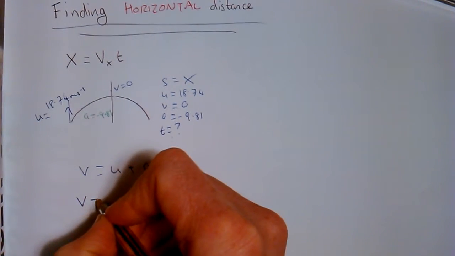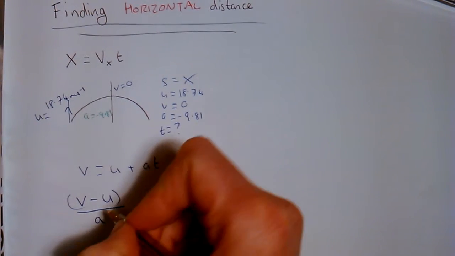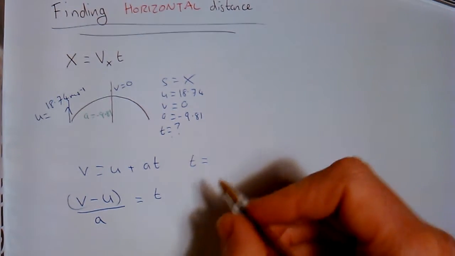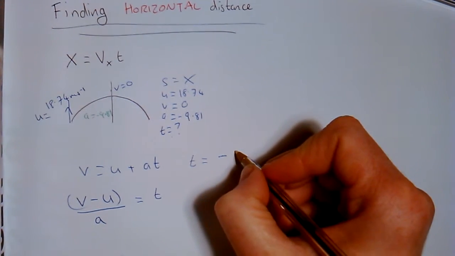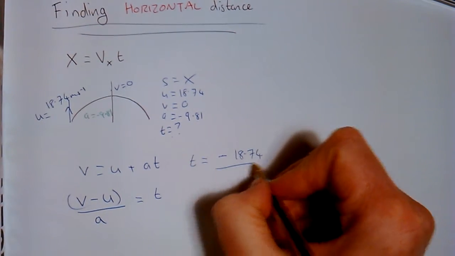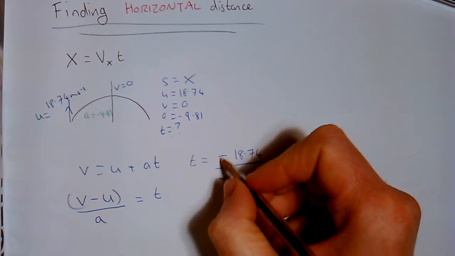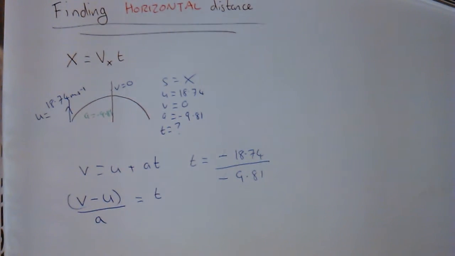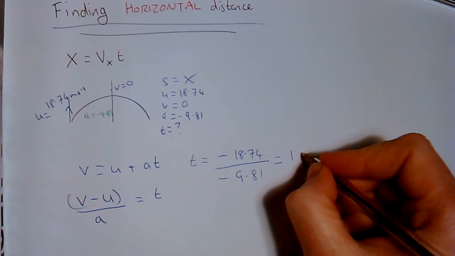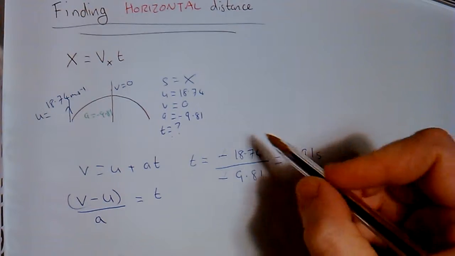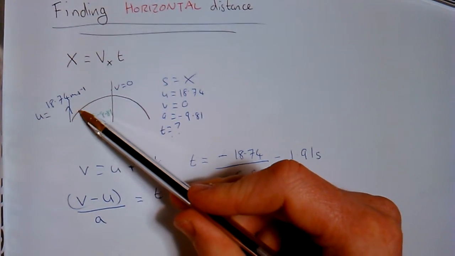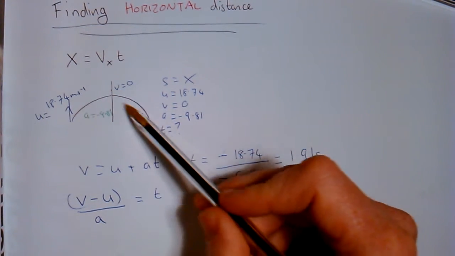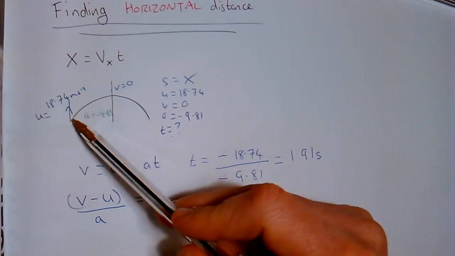Rearrange that so you get (v minus u) all over a is equal to t. So to find t, we put in 0 minus 18.74 divided by minus 9.81. The minuses cancel out, so 18.74 divided by 9.81. That gives us a time to get to that point of 1.91 seconds. But remember, we've just worked out the time to go from here up to the maximum height where v equals 0. So we've only worked half of it.